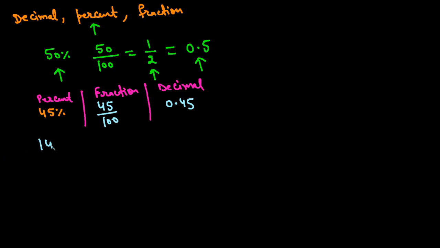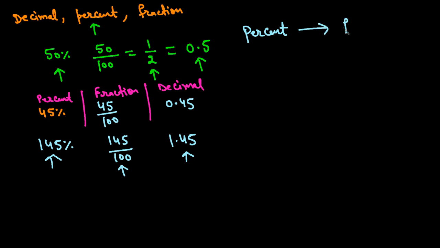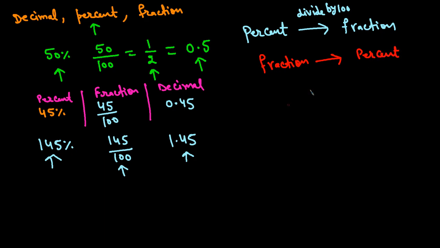Now let's say I got 145%, so it's going to be 145 divided by 100, and it's going to be 1.45. So fraction here, decimal here, and percent over here. Okay, so when we are changing, let's say, percent to a fraction, see what did we do? We divide by 100. Now if we are doing the other way around, like we are changing a fraction to a percent, we're gonna do the opposite of it. Here we are dividing, here we're gonna multiply by 100.